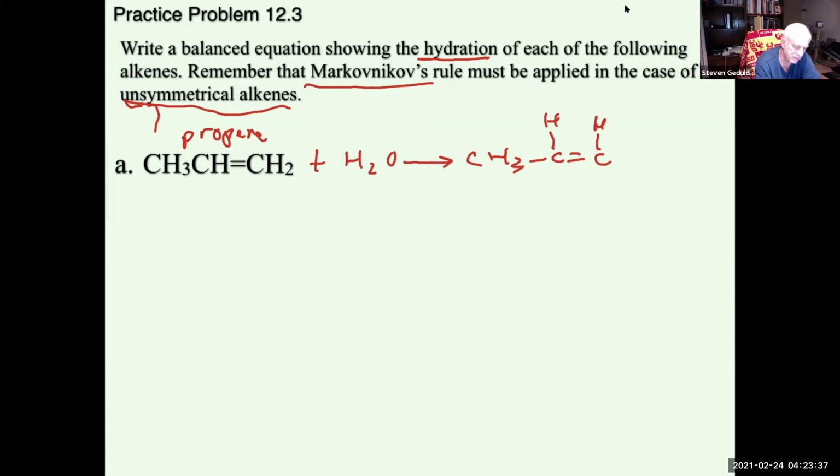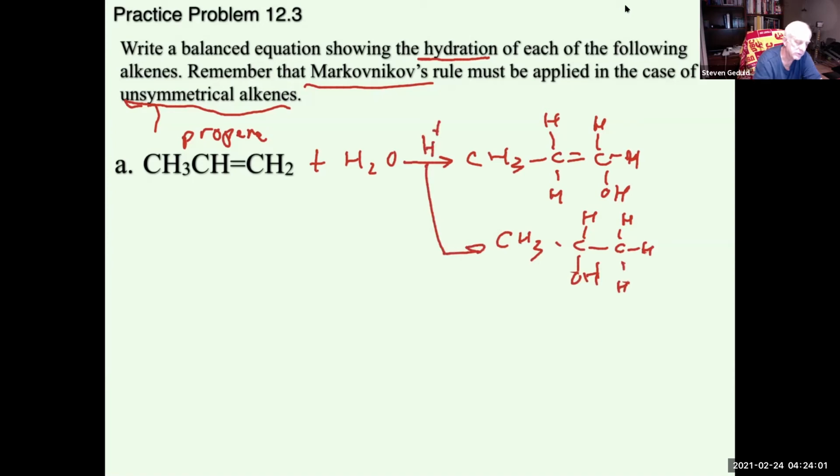So I could have added H and OH, or I could have had CH3, again CH, CH2, and the OH could have been here, and the H could have been here. There are two products that could be formed in the presence of an acid. It's an unsymmetrical double bond, so we got two products.